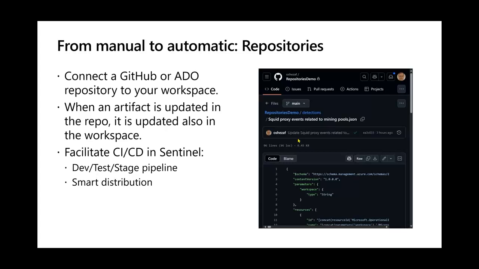It will fetch, and we'll see how in a second, templates such as the one we saw just in the previous demo, stored in your code management repository, into your workspace. That's very important in order to facilitate continuous integration and deployment in Sentinel. It helps to create separate dev, test, and stage environments, as well as a pipeline that enables checkpoints on moving between development, testing, staging, and production. And it also enables distribution to multiple environments, the end result.